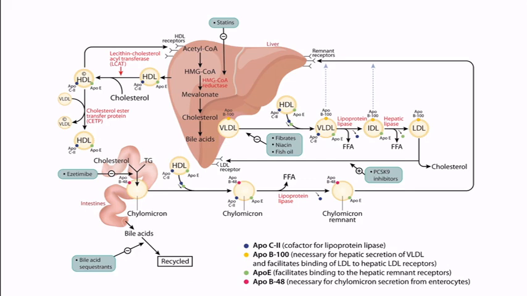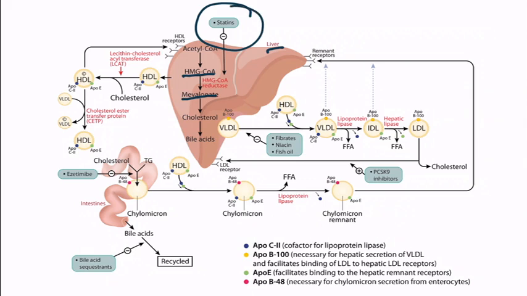Let's start with cholesterol synthesis. Notice that cholesterol synthesis occurs in the liver. Acetyl-CoA is converted into HMG-CoA, which is then converted into mevalonate by the enzyme HMG-CoA reductase. This is the rate-limiting step and most important step of cholesterol synthesis. Notice that this step is inhibited by statins.